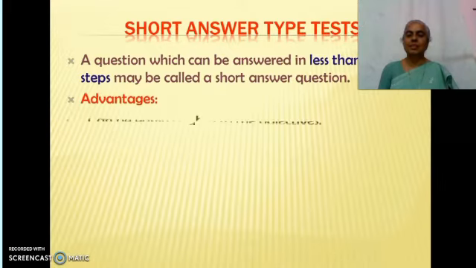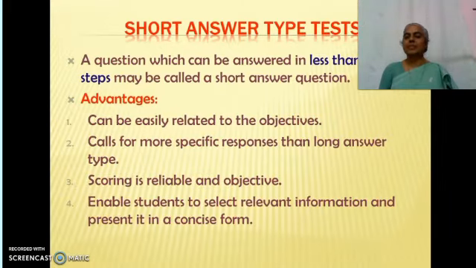Short answer type test. That is the second type. This may be answered in less than 4 steps. That is short answer type. What are the advantages? It can be easily related to the objectives because it is a focused question. For example, define something or give an example of a certain problem, or a short problem can be solved. What is a plus b the whole squared? How do we expand it? All these things, know how to derive it. Like small sums can be given for short answer type.